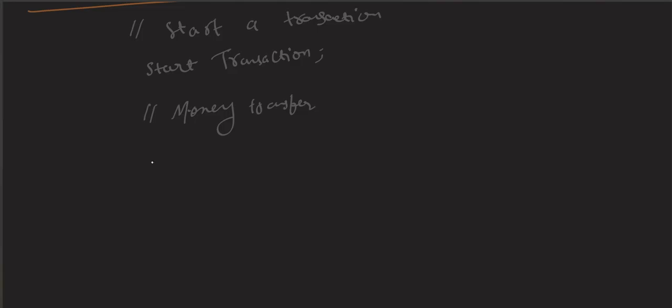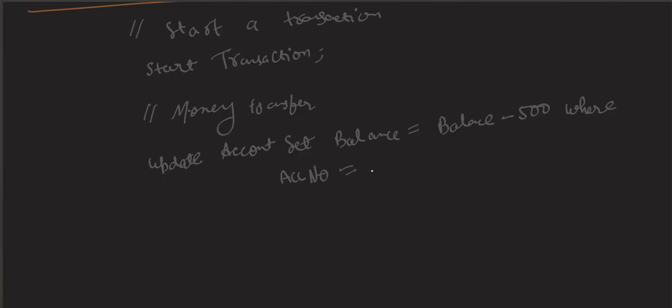So you will write it like UPDATE account SET balance = balance - 500 WHERE account number = 101, or any example. Okay.